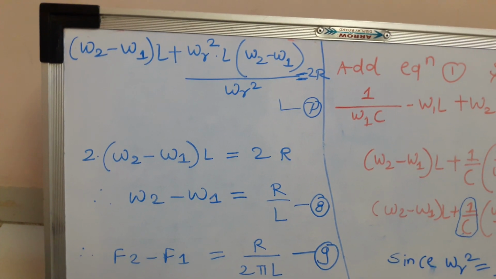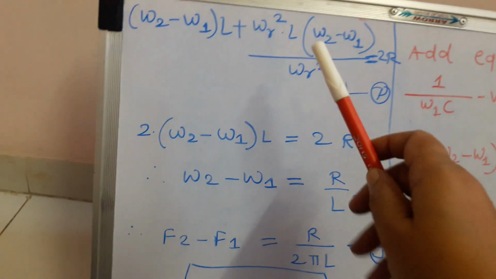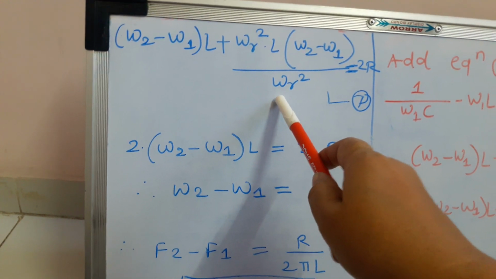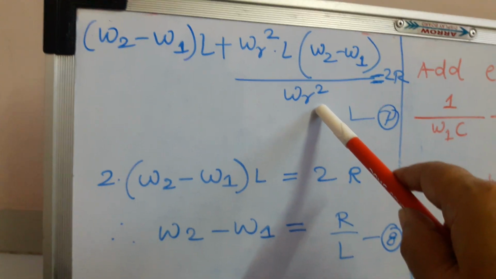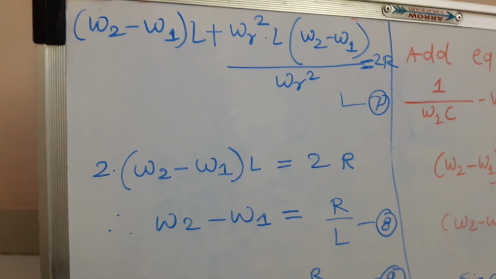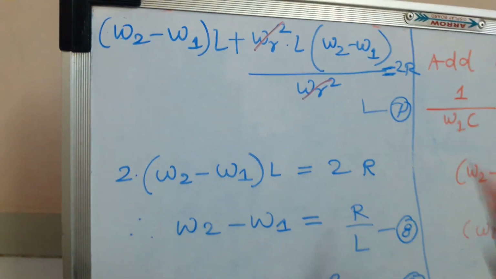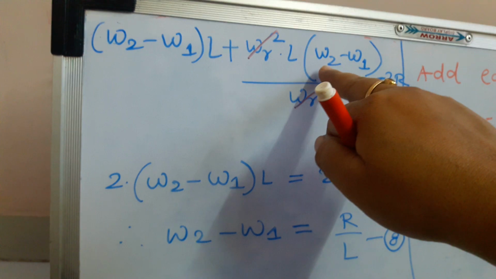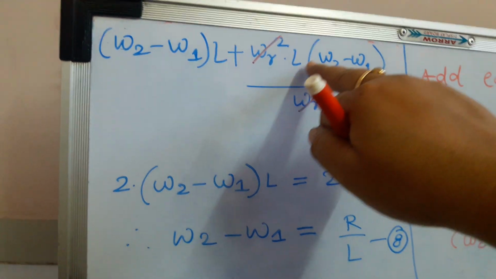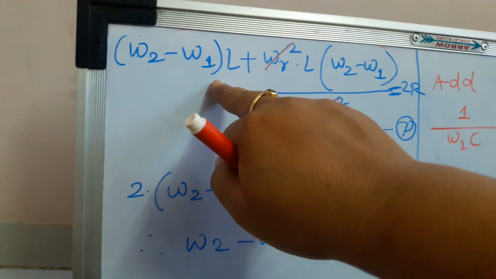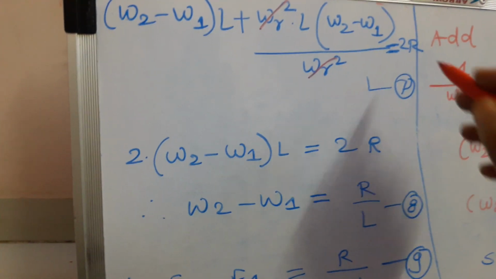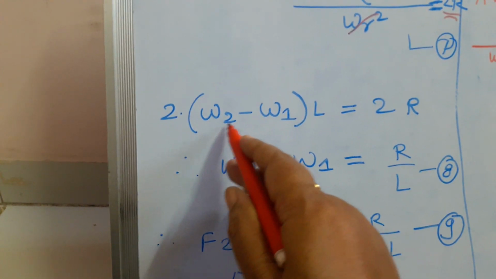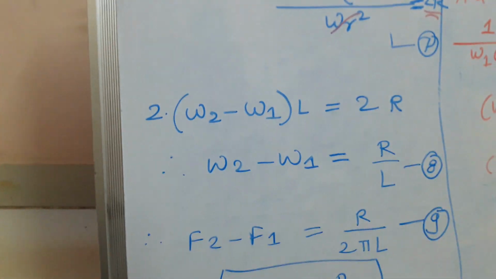After replacing in equation number 6, 1 by C by omega r square L and omega 1 omega 2 by omega r square, we get this equation number 7. Okay. Now here omega r square will get cancelled. These are similar terms and we are left with first bracket similar to the second bracket, that is omega 2 minus omega 1 into L. So first and second bracket are same. Now we can add them together. Right hand side will be as it is, that is 2R. So we get new equation as 2 into omega 2 minus omega 1 L is equal to 2 times R.